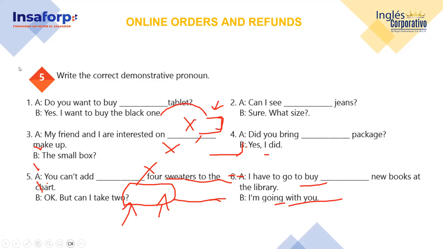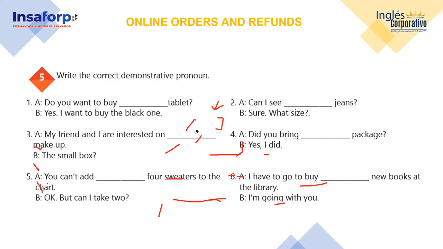Now you have to complete this exercise. Siempre están en el libro, right? But now these are like pieces of conversations. Do you want to buy? La respuesta les puede dar la clave if it is near, if it is far, and you need to look for the clues for singular or for plural too, right? So it says, do you want to buy this tablet? Yes, I want to buy the black one.